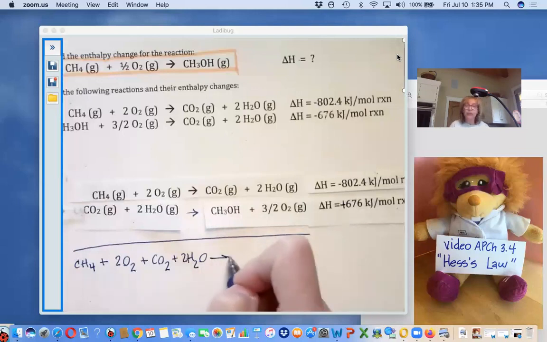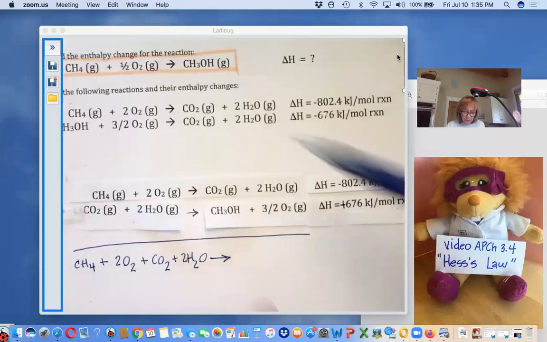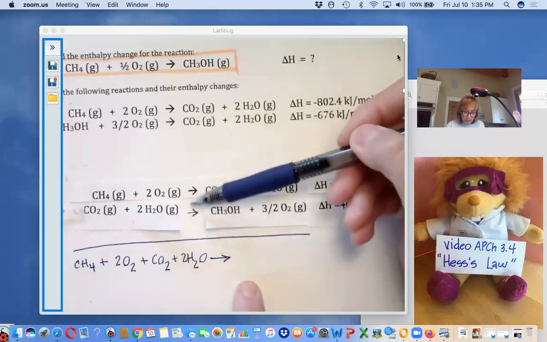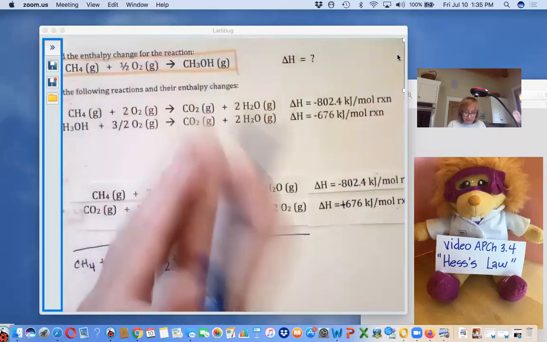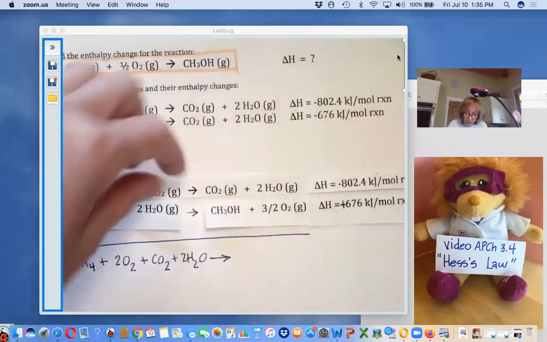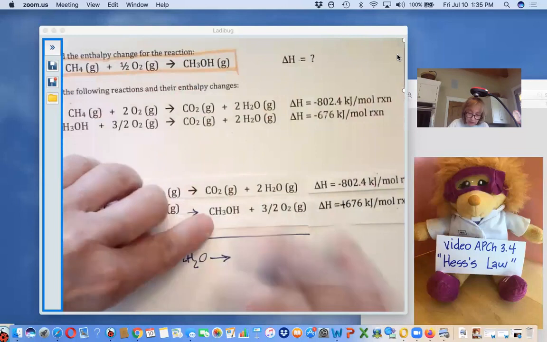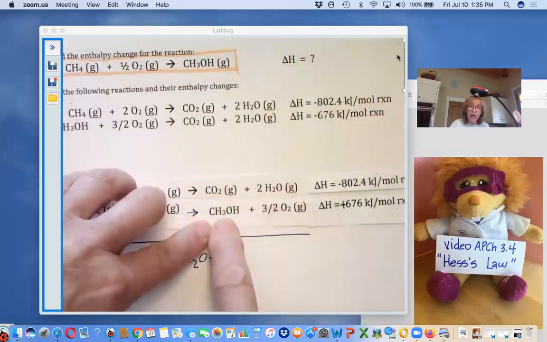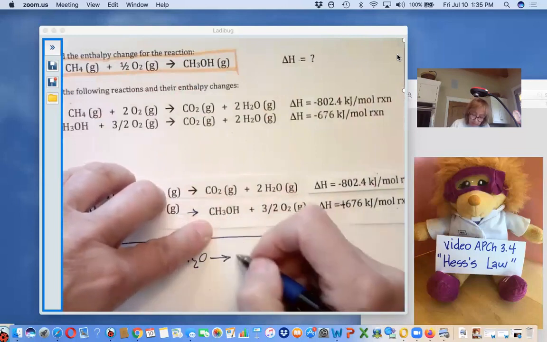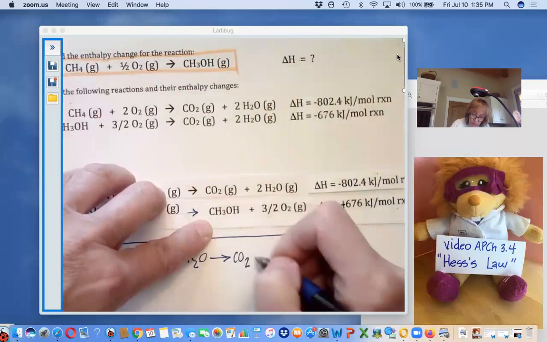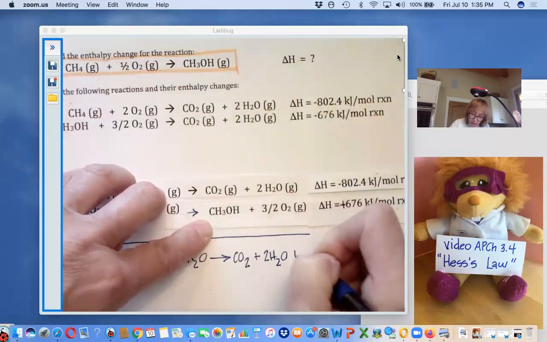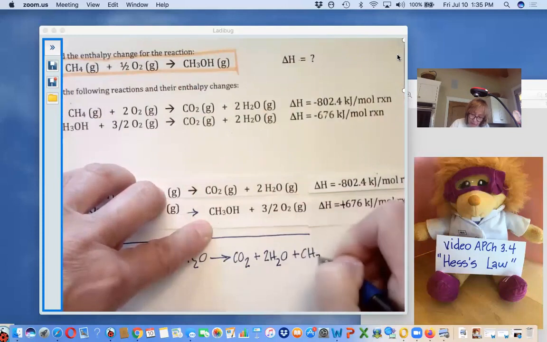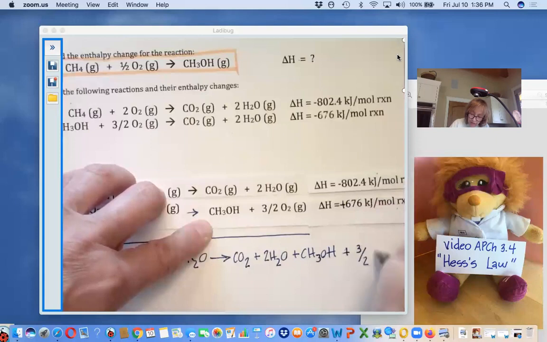Okay, now my yield sign. When I do this work, guys, I try really hard to keep all of the yield signs stacked up vertically. Now on my product side, I'm just going to take all of these products and add them together: CO2 plus 2H2O plus CH3OH plus 3/2 O2.